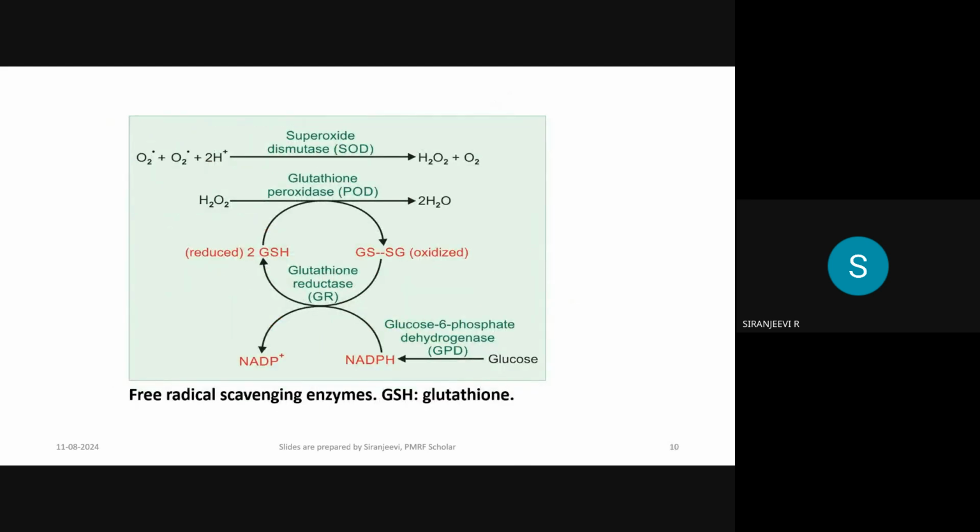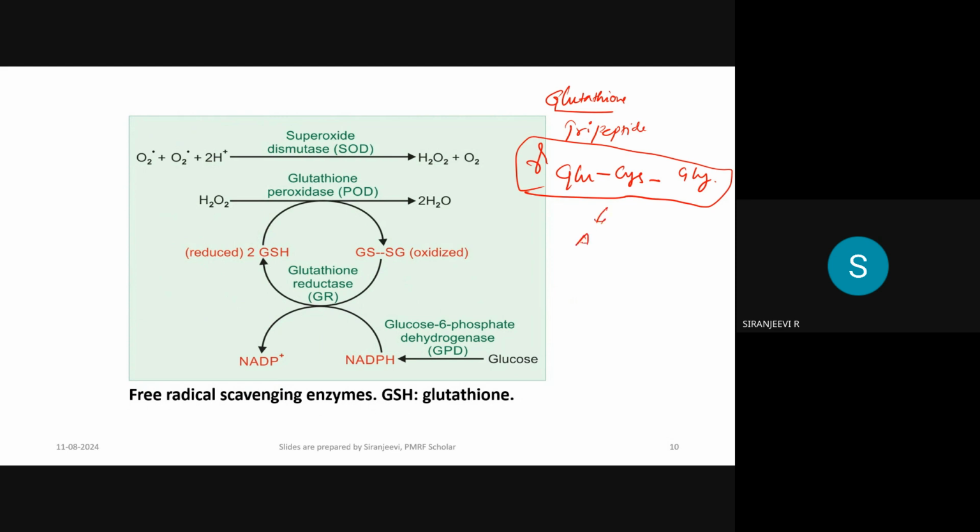For example, there is one system called glutathione. Glutathione is a tripeptide. It is made up of glutamic acid, cysteine, and glycine, so we call it gamma-glutamyl-cysteinyl-glycine. This is used as an antioxidant here. An antioxidant has to scavenge the superoxide radical, whatever is produced inside the system.